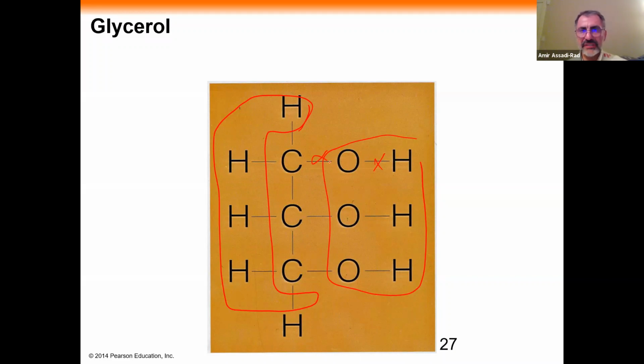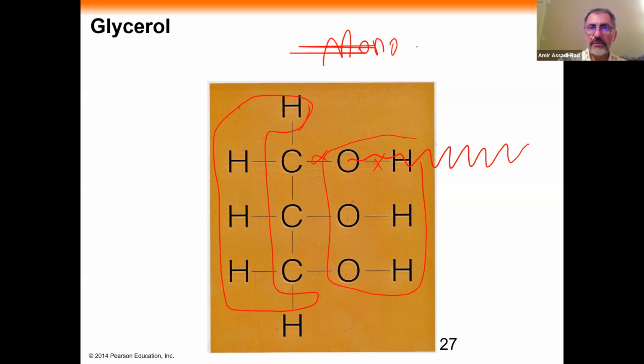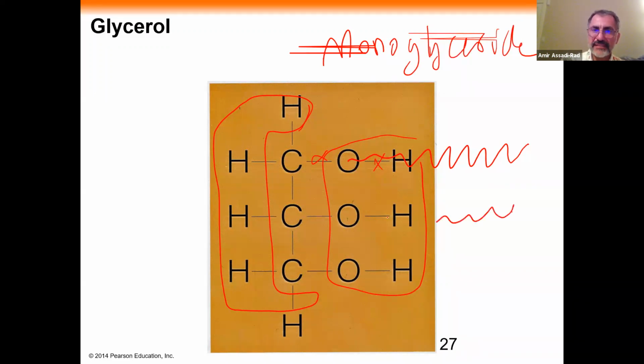What happens, you will see in the next few slides, is that if you have a chain of fatty acid attached to this glycerol molecule, then it's called a monoglyceride. But if there are 2 fatty acids attached to this glycerol molecule, you will see it, it's called a diglyceride. 3 of them is called a triglyceride.